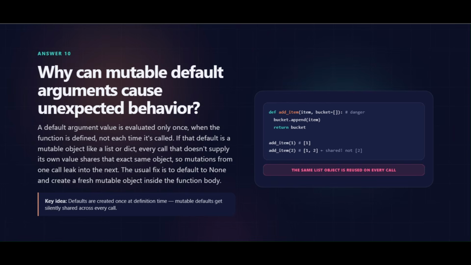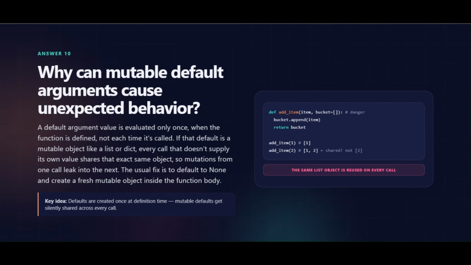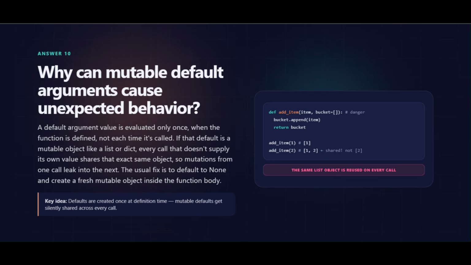A default argument value is evaluated only once, when the function is defined, not each time it's called. If that default is a mutable object like a list or dict, every call that doesn't supply its own value shares that exact same object. So mutations from one call leak into the next. The usual fix is to default to None and create a fresh mutable object inside the function body. Key idea: defaults are created once at definition time. Mutable defaults get silently shared across every call.